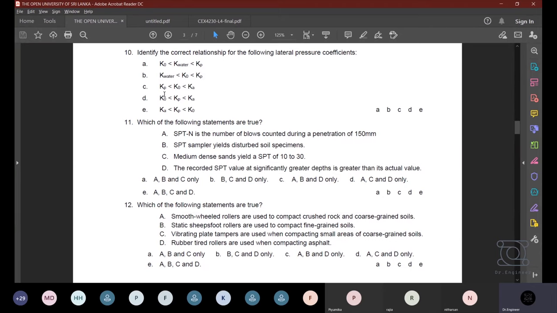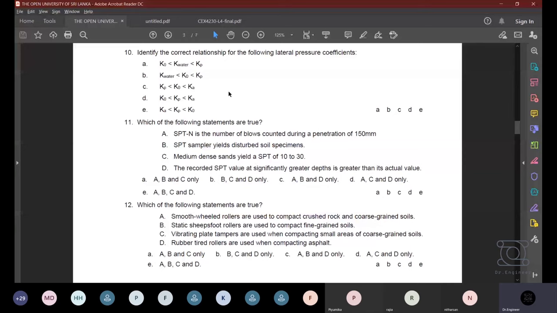K naught is always less than 1, unless the friction angle is 0. But there is no soil which has 0 angle of friction. You can't find such soils. So K naught would be the minimum, K water would be at some intermediate value, and KP would be the maximum. So I think option A would be the suitable one for this 10th MCQ.